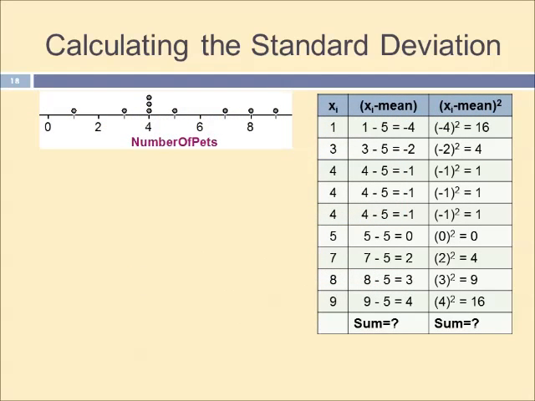Now, as in the table here, we list all of the values of the variable, so 1 through the rest, we have all of these values here. We subtract the mean from each of them, and then we square each value.